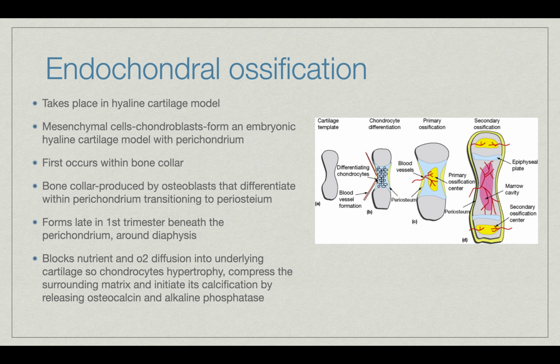It blocks nutrient and oxygen diffusion into the underlying cartilage, so those chondrocytes will hypertrophy and die, and that will compress the surrounding matrix and initiate its calcification by releasing osteocalcin and alkaline phosphatase. You can see here primary ossification, blood vessels come, and it forms eventually the epiphyseal plate.